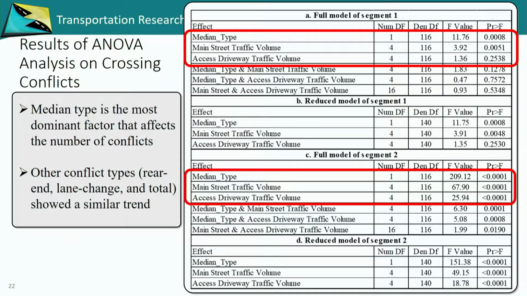Then we ran a statistical analysis of that as well to identify what the impacts are. We included a variety of different variables. In the model, median type was always our most statistically significant model variable in terms of identifying the numbers of conflicts. And others: rear end, lane change, total. There were similar trends in all of these different variables, as median was the most important variable.